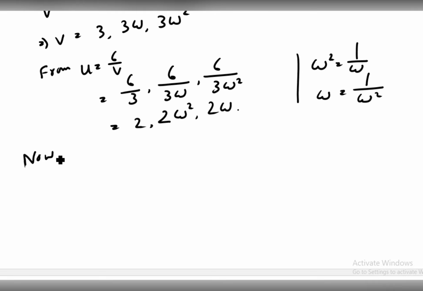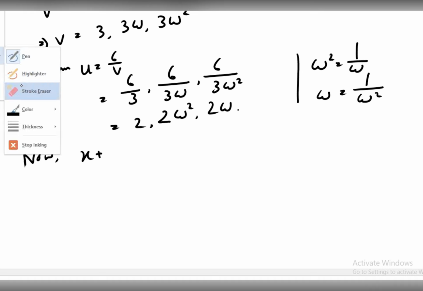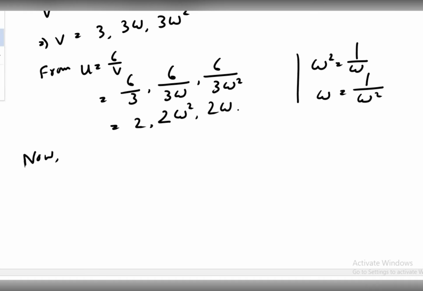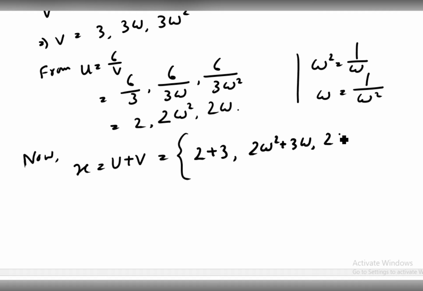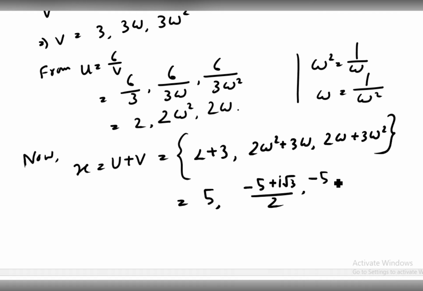Now x = u + v, so it will be 2 + 3, 2 omega square + 3 omega, 2 omega + 3 omega square, and if we put the values of omega and omega square, we will get the values of x as 5, (−5 + i√3)/2 and (−5 − i√3)/2.